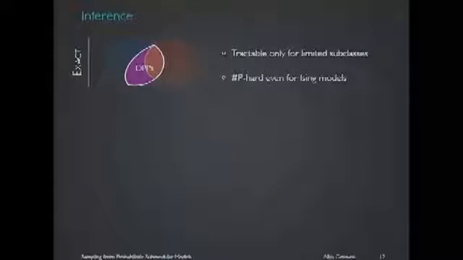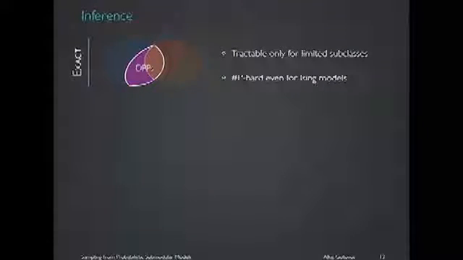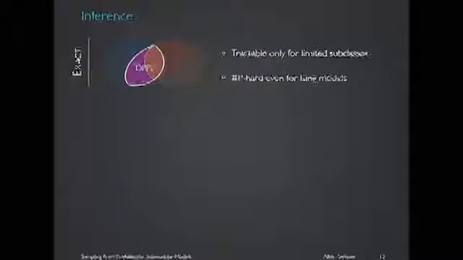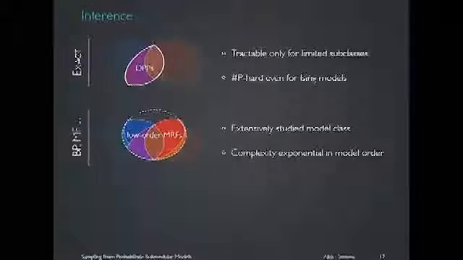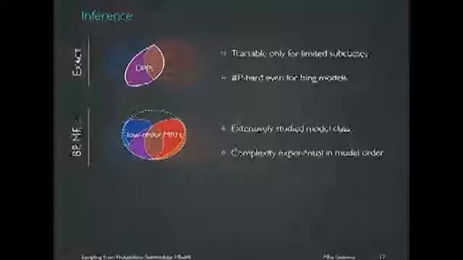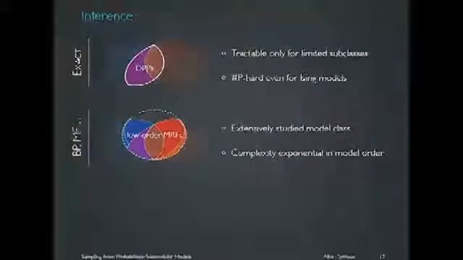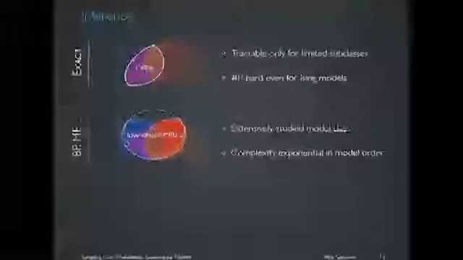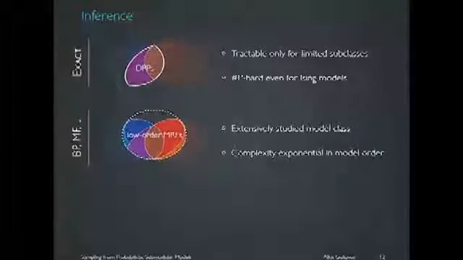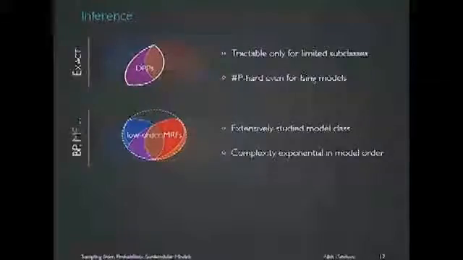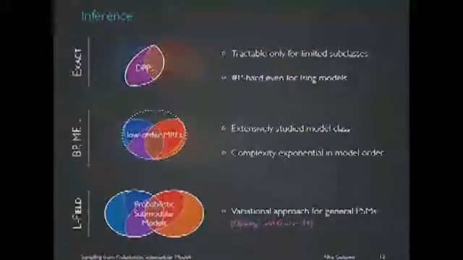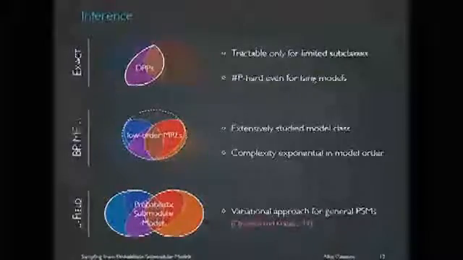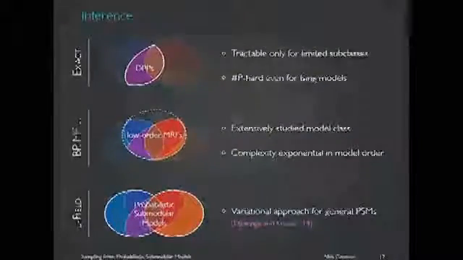So, of course, people have been doing various kinds of inference in the past, and we know that exact inference is tractable only for limited subclasses, say product distributions, DPPs, tree-structured MRFs, etc., but it's really hard even for simple Ising models. Now, low-order MRFs are also a model class that people have extensively studied, and they've come up with algorithms such as loopy belief propagation, mean field, etc., but all of them are actually exponential in the model order, so they're still not feasible for general PSMs. Now, at last year's NIPS, Djolonga and Krause were the first to consider the general class of PSMs and propose a variational approach for inference in this class of models.